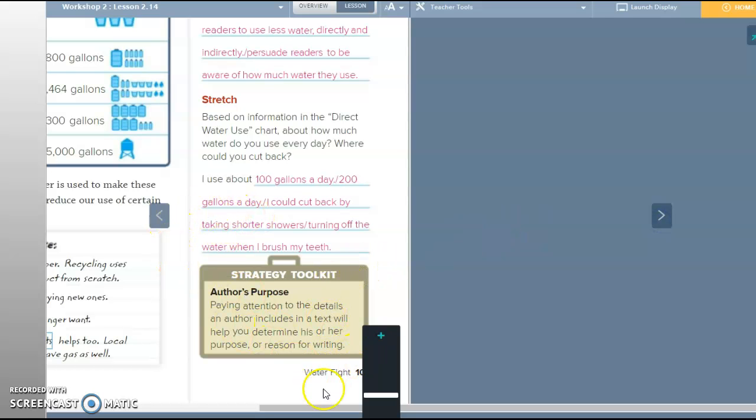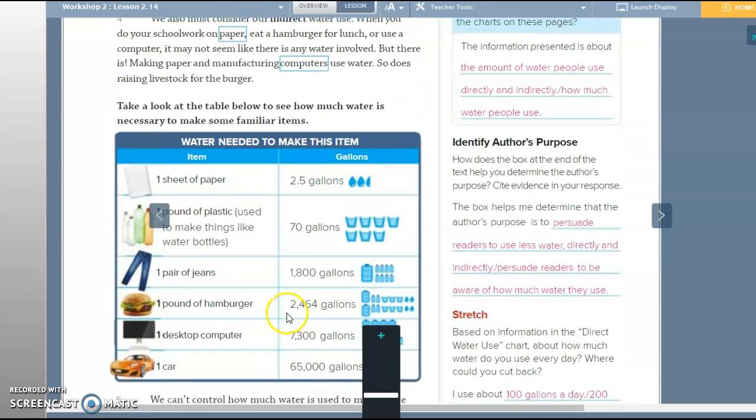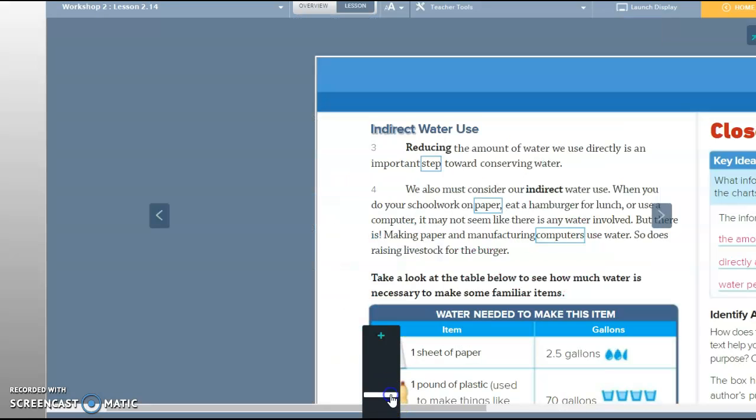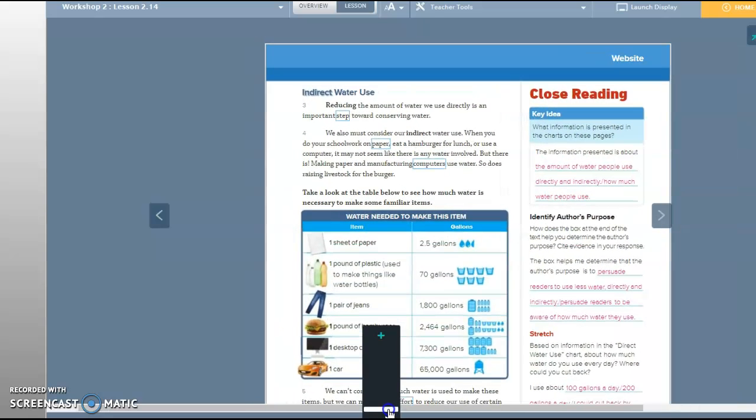All right. Let's see. Okay, it says reducing indirect water use. Reducing the amount of water we use directly is an important step toward conserving water. We also must consider our indirect water use. When you do your schoolwork on paper, eat a hamburger for lunch, or use a computer, it may not seem like there is any water involved, but there is. Making paper and manufacturing computers use water. So does raising livestock for the burger. Take a look at the table below to see how much water is necessary to make some familiar items.